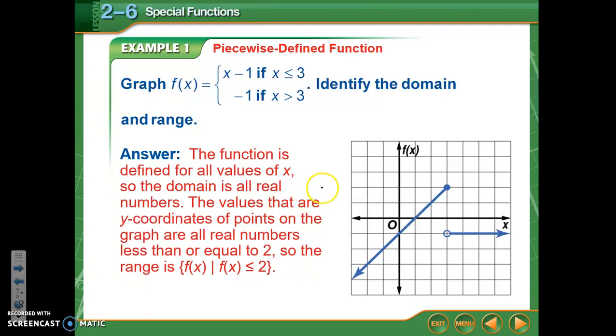The values that are y coordinates are all real numbers less than or equal to 2. That means there are no y values up here anywhere on my graph, right? This is where my graph starts, and then I cover all y values below that. So the range is the set of f of x, or the set of y, such that f of x is less than or equal to 2.